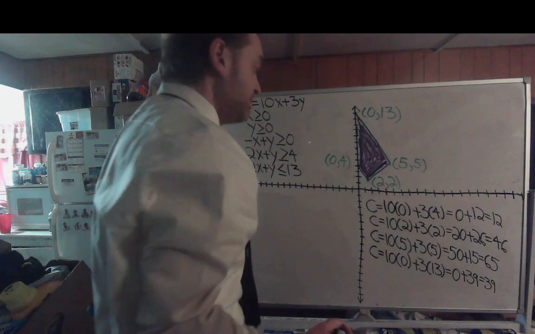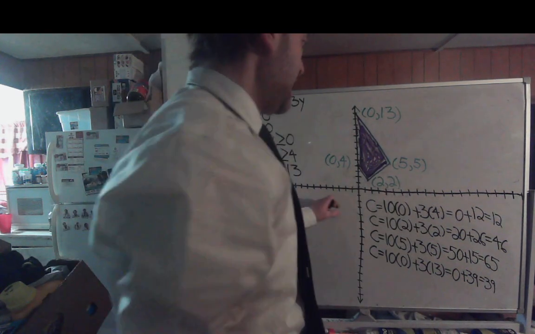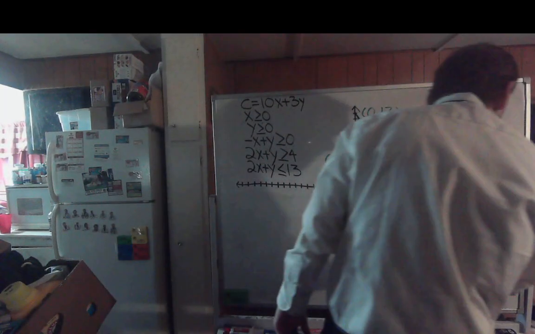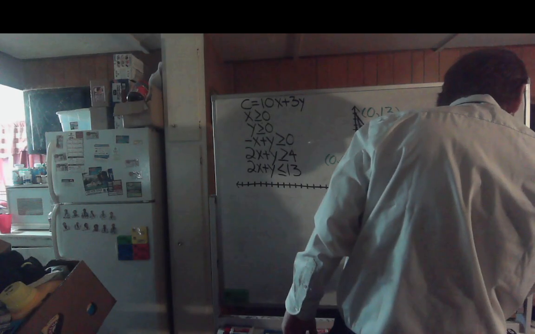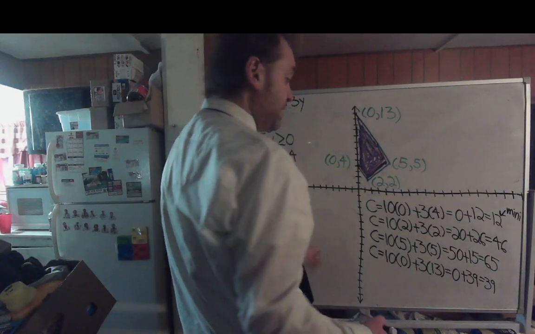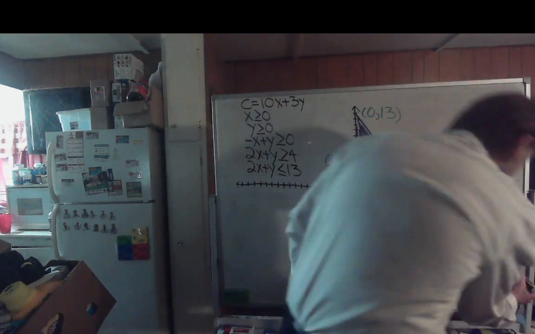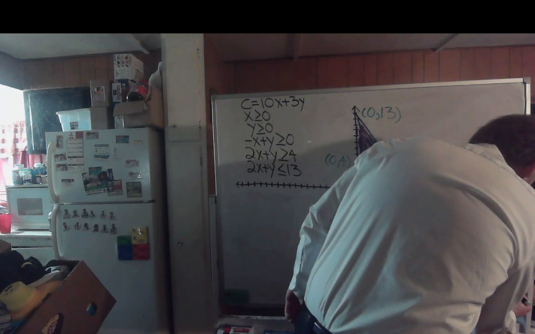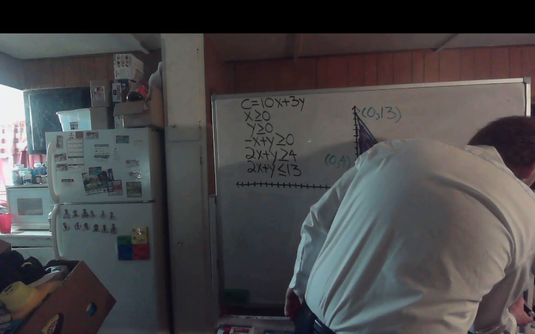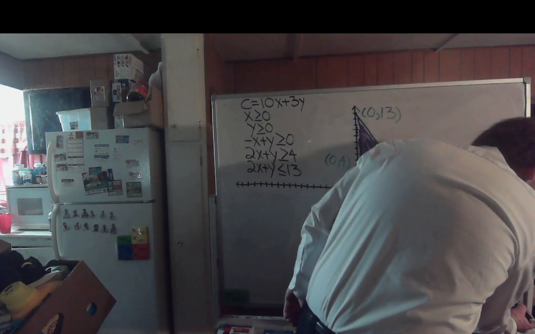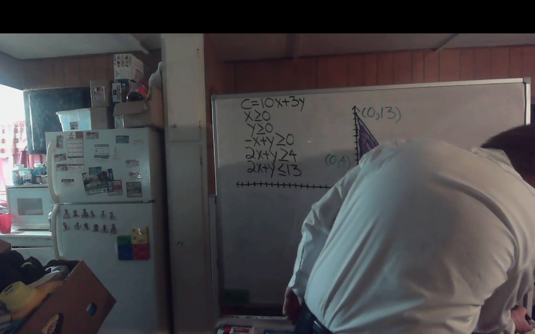So your minimum value actually occurs at 0, 4 when you have a value of 12. So the minimum value is going to be at 12, and then 65 is clearly your maximum value at the point 5, 5.